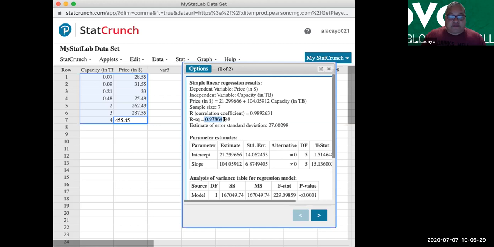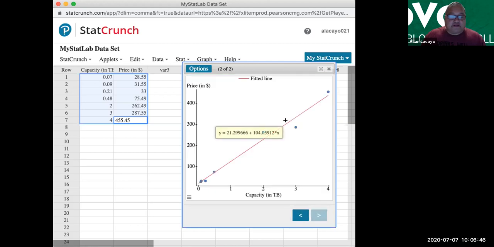97.8% of price can be explained with capacity. That's the meaning of the R squared. Where your errors are small in amount. So in this case, the average error in predicting hard drive price is $27. And the model will look very similar to the scatter plot of the dots. So that's how you use StatCrunch to completely analyze the 7 statistics that are presented in a problem.